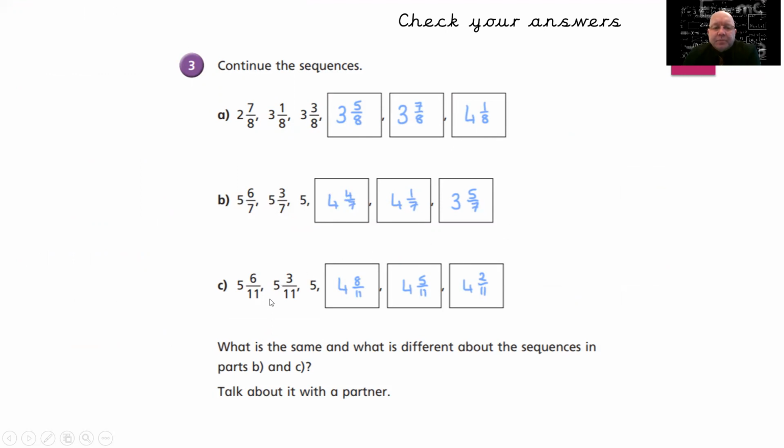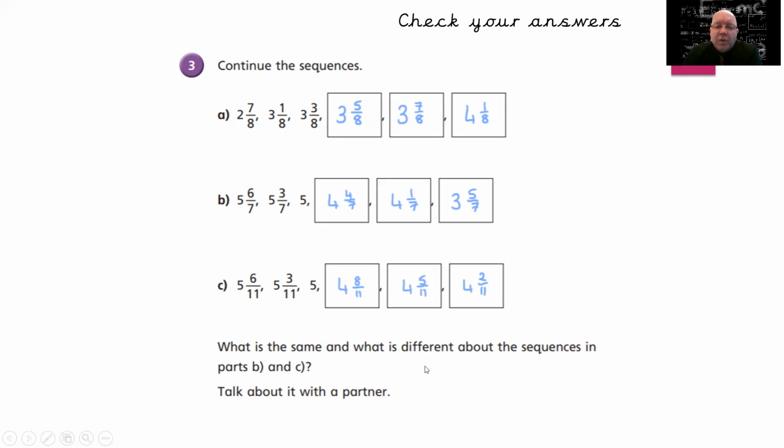And C, we've gone down by 3 elevenths. So 6 elevenths, 5 and 3 elevenths, 5 and 0 elevenths. So we just say 5. 4 and 8 elevenths, 4 and 5 elevenths, 4 and 2 elevenths.